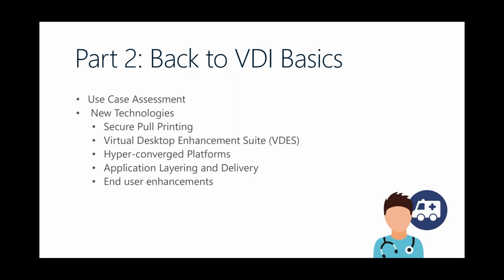That was the same 10 years ago, 12 years ago, it's the same today. And then in part two, again, we talked about all the new technologies that took all those misconceptions off the table. So things like secure pull printing, hyper-converged platforms that make scaling so much easier, new and different ways of delivering applications through layering techniques and different delivery techniques, and then specific end user enhancements that we get from products like Ivanti and whatever, so we get the personalization.